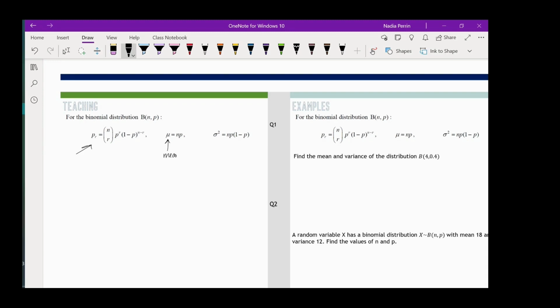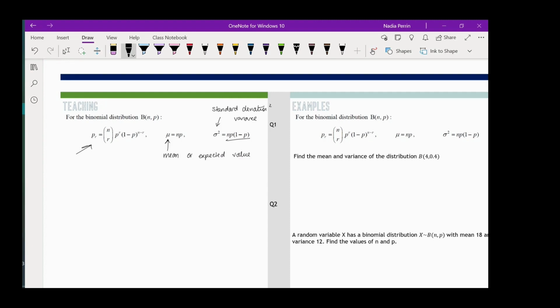And this is another way of talking about the mean or the expected value. This symbol here is for the standard deviation squared or the variance. Okay, so if they ask for the standard deviation, you would just square root this. If they ask for the variance, you would leave it as is.